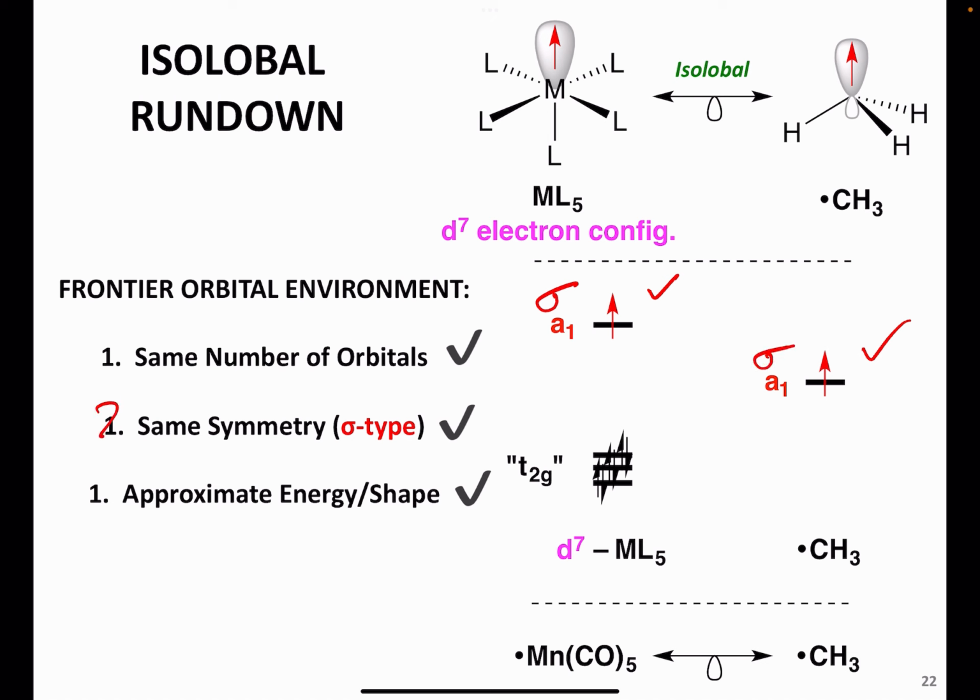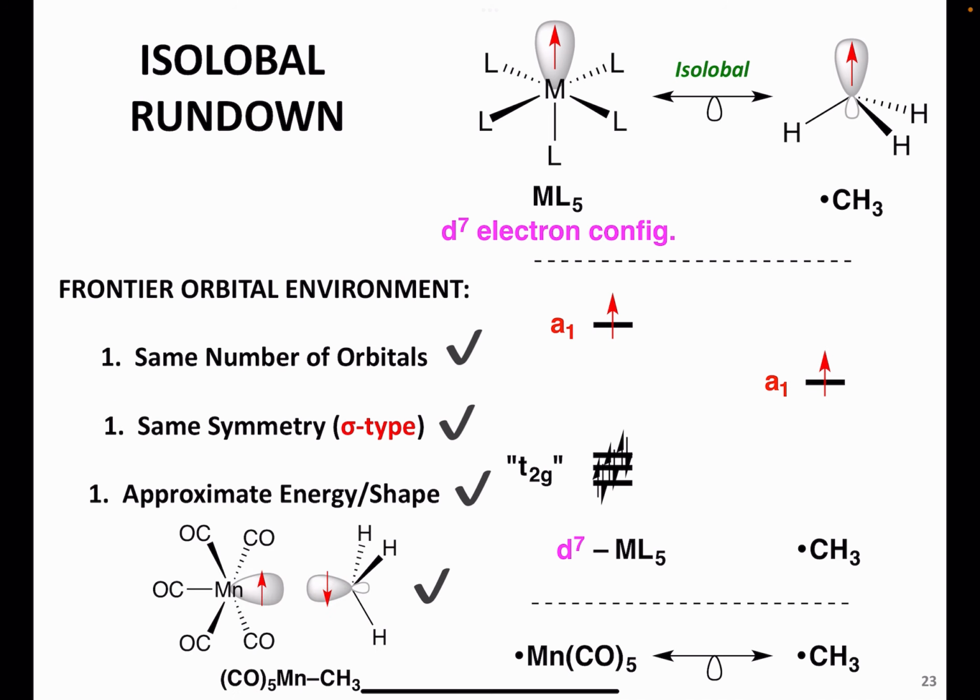Are they of the approximate same energy and shape? Yes, they are. And so what we have really is this isolobal relationship. A d7 ML5 transition metal complex is isolobal with the methyl radical. And you can imagine here now how 2 of these orbitals could line up. They look very, very similar, very ripe to form a bond, and in fact that is the case.